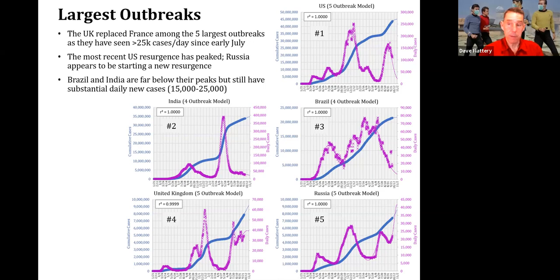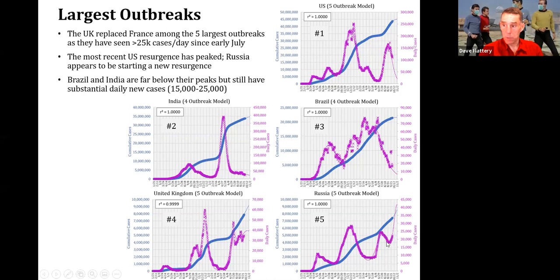As a result, they passed France. Brazil and India are both down. It's good. This is as low as Brazil has been since last October. So it's really been a year since Brazil has had this low level of daily new cases. The US is clearly down from its peak.